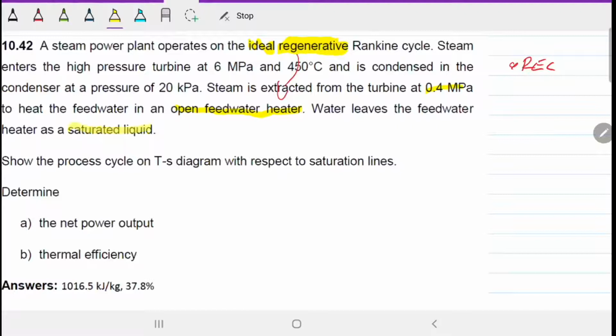Okay, so I'm going to draw this on the diagram for us to have a clear picture of what's going on, and from that point on we can try to make sense of this information that's being given to us. Okay, we need to show the process on the TS diagram with respect to saturation lines, and we also need to calculate the net power output and the thermal efficiency.